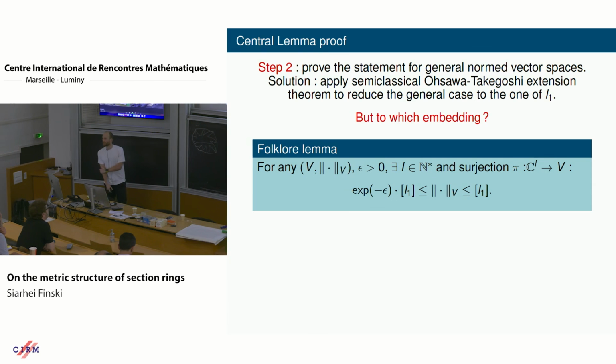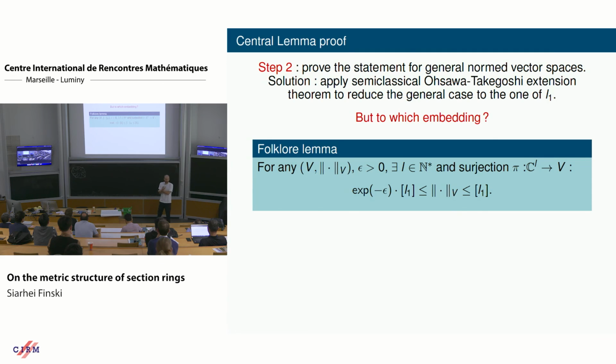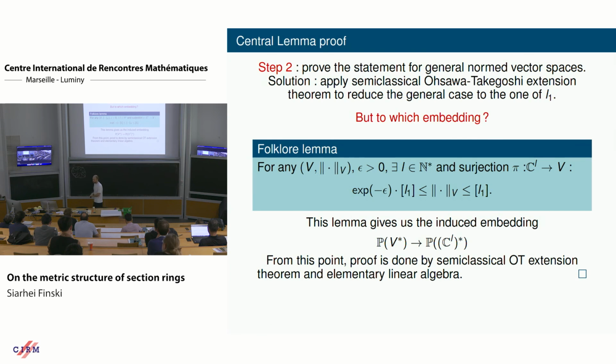It basically says that L1 spaces are initial objects in the category of Banach spaces. In other words, any normed vector space can be realized as a quotient of an L1 space up to some small error. And now, what I would like to say is that if you apply the Ohsawa-Takegoshi extension theorem to the associated embedding of the projective spaces, you will be able to conclude.